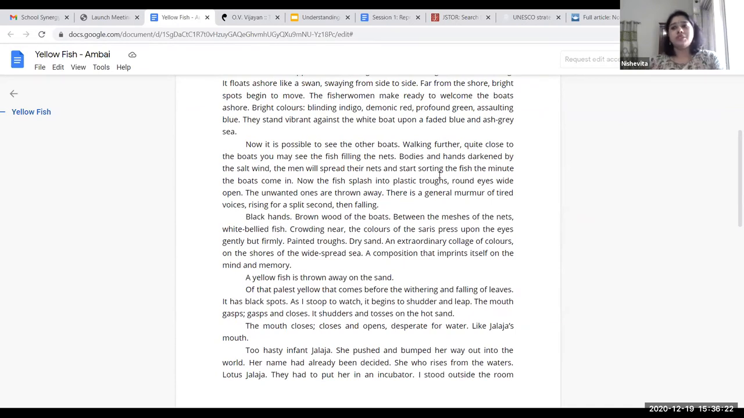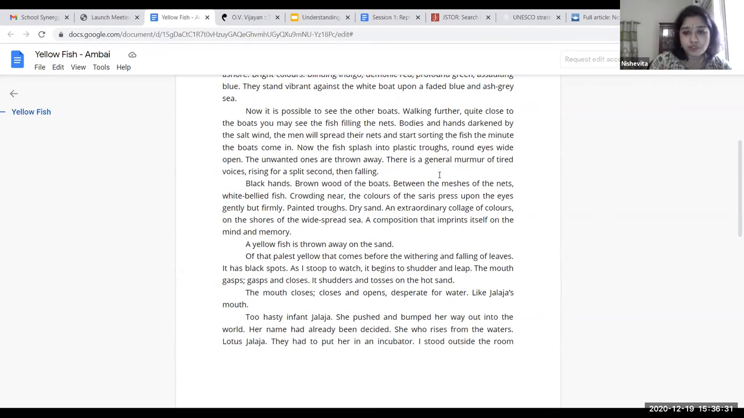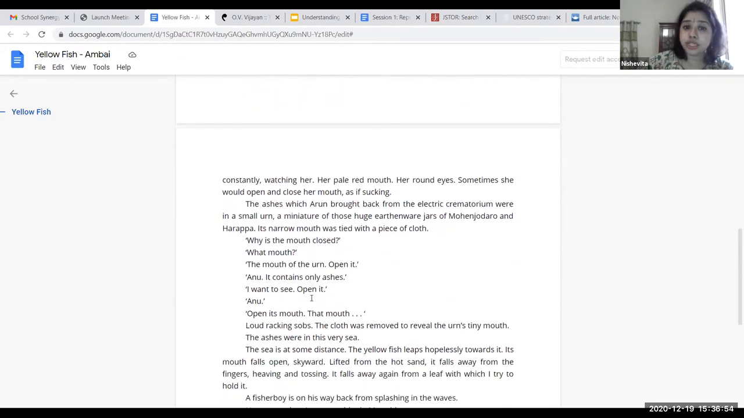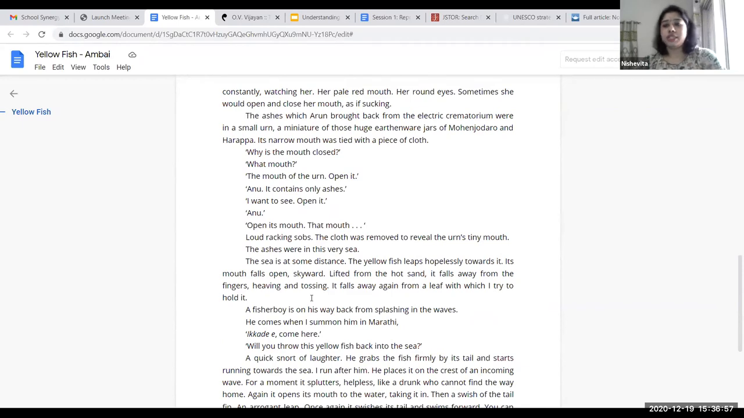So even when we talk about structure, for instance, there is a connection between the sentences also. And that particular line where we move from the mouth gasps and closes, it shudders and tosses on the hot sand. The mouth closes and opens, desperate for what? This mouth. Too hasty, infant Jalja, and then she sort of moves on. An almost seamless connection from the present to the past and then back again to the present. When at a later stage, she's talking about the ashes and then the connection of the ashes to the incubator, and then the incubator bringing the sea and the ashes back in the sea and the yellowfish leaping around.